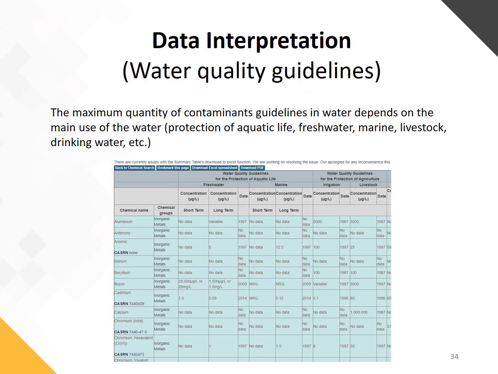And as we were saying that we interpret the results depending on the use of the land, we're going to do the same with water, but it's going to be depending on the use of the water. So the maximum quantity of contaminants guideline in water depends on the main use of the water. Is it for protection of aquatic life, fresh water, marine, livestock, drinking water? So again, you'll have different criteria, and you can find all these criteria online.